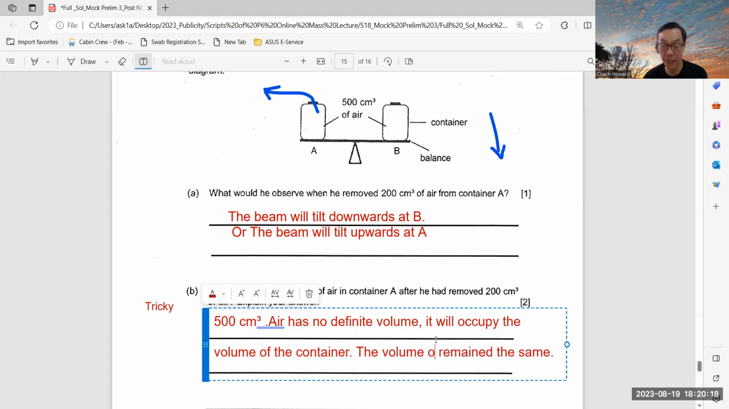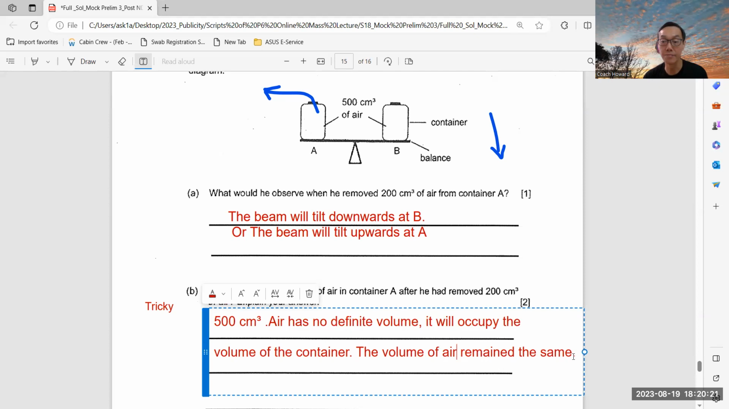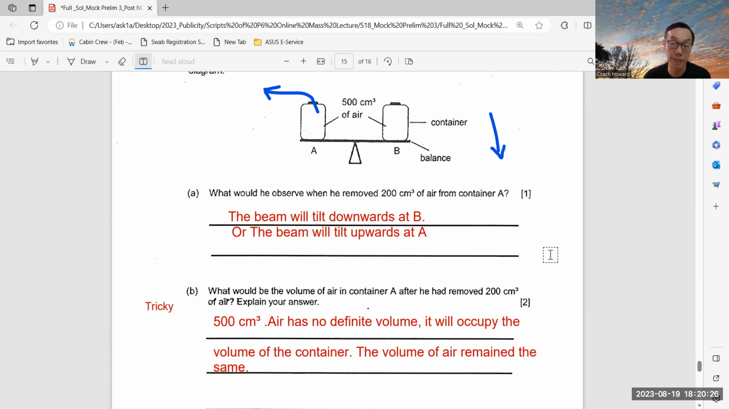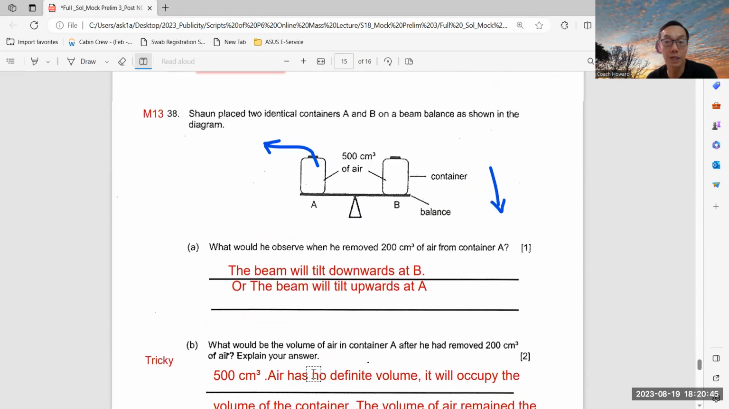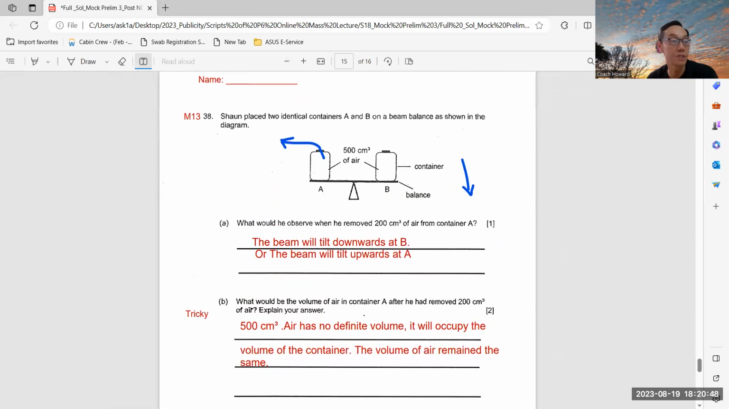The volume of air remains the same. So how is that possible? Because next year when you go secondary one, you will learn about the random movement of solid, liquid, and gas. For gas, the particles are spaced further apart. So if you remove 200 cm3, you actually create more space for the air molecules to move more freely. So that's the reason for this one. This is considered quite a tricky question, which I will screenshot. And I hope that this question comes out in your exam, maybe in some of the school prelim papers.